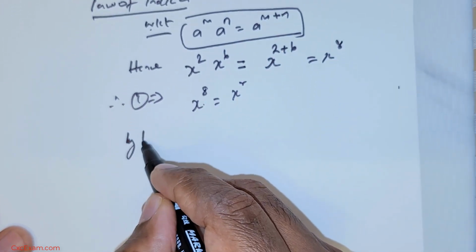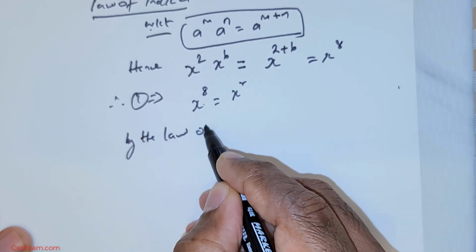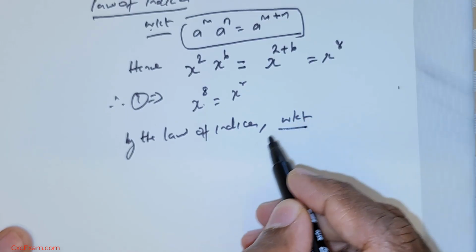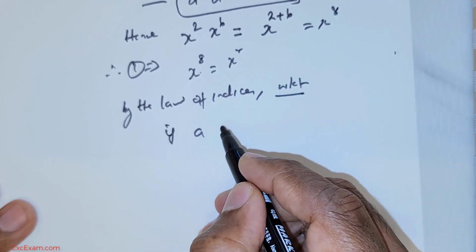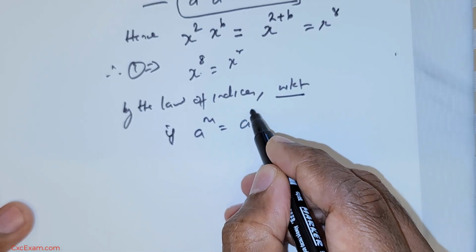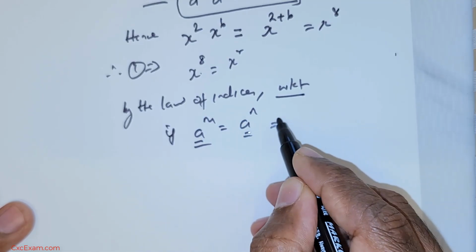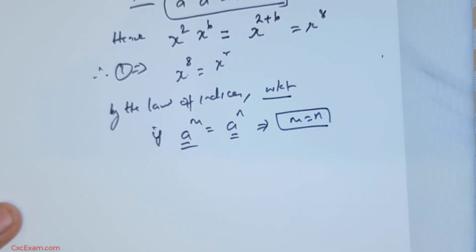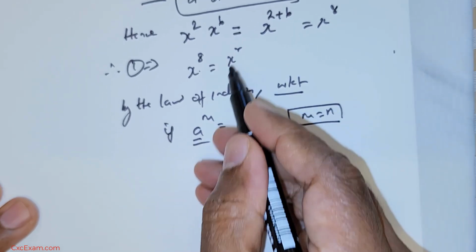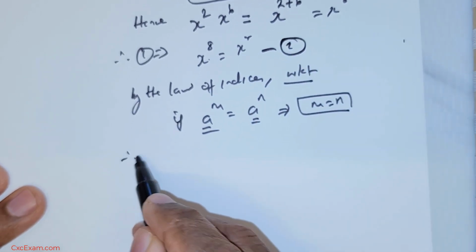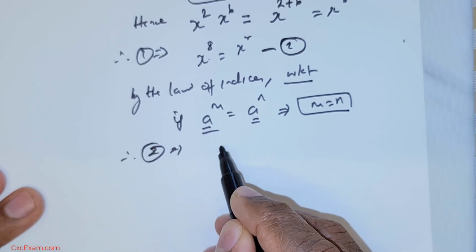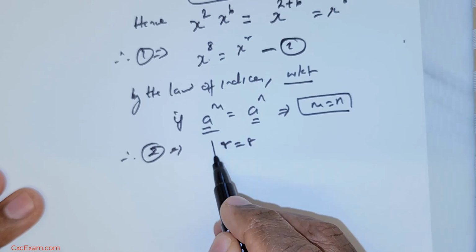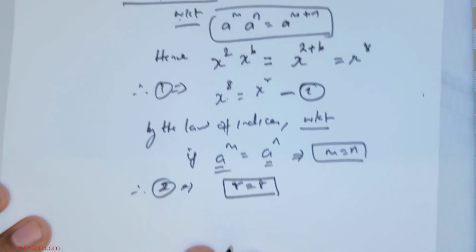Now again, by the law of indices, WKT, we know that, if a raised to the power of m is equal to a raised to the power of n, if the bases are the same, then the exponent values are equated. So if I take this as 2, therefore 2 can be rewritten as r = 8. So we write it like this, r = 8. So that is the solution for this question.